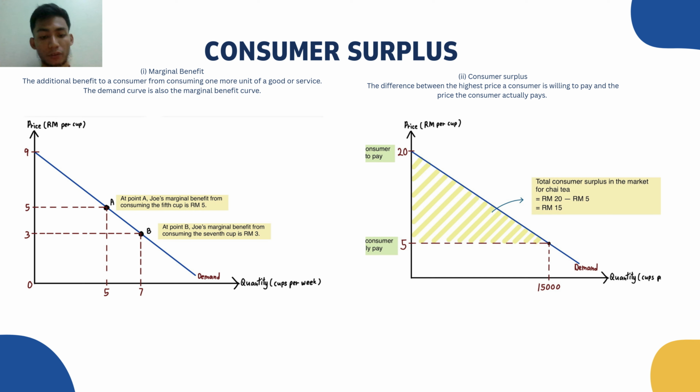The demand curve shows the maximum willingness to pay of consumers. In this case, the market price is RM5 per cup, indicated by the horizontal dash line. Consumers purchase the quantity where the demand curve intersects the market price. The shaded area between the demand curve and the market price line represents consumer surplus. For example, some consumers are willing to pay up to RM20, but they only pay RM5, creating a price difference of RM15 as a consumer surplus.